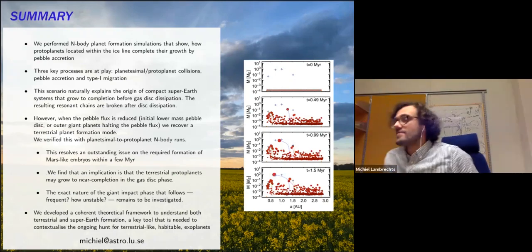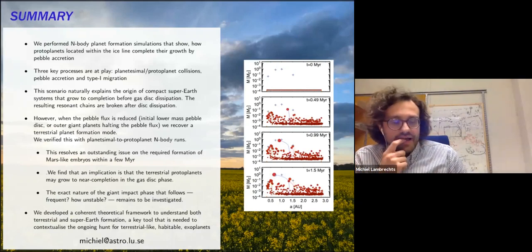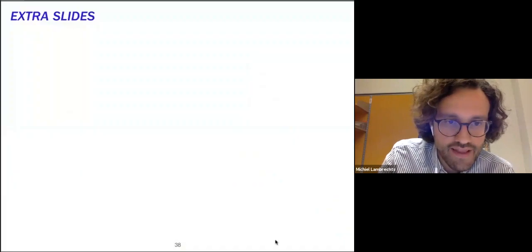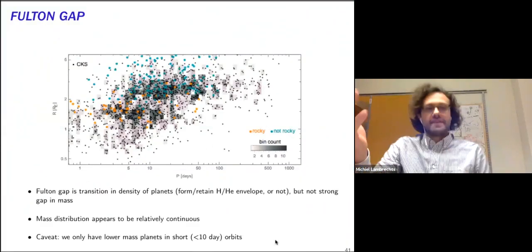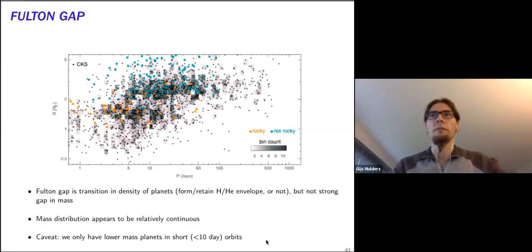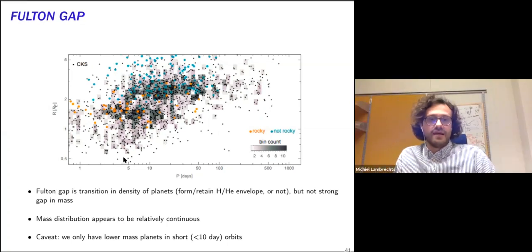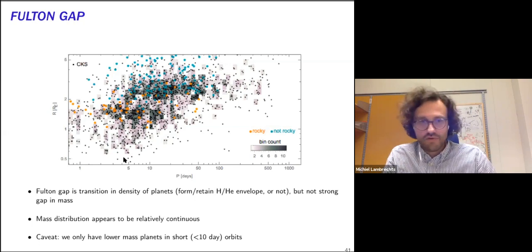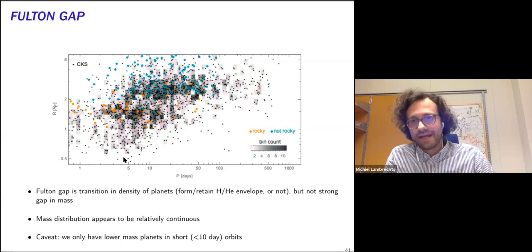Right. Yeah, that's a super interesting question. I think I might actually have a slide on this. Yeah, it's basically this. Your question is about this population, very short orbit, small mass planets. I think it's super interesting. I don't have a very good answer on this, except that, firstly, I think this picture shows that the mass and radius distribution, let's say the mass distribution, is probably relatively continuous.